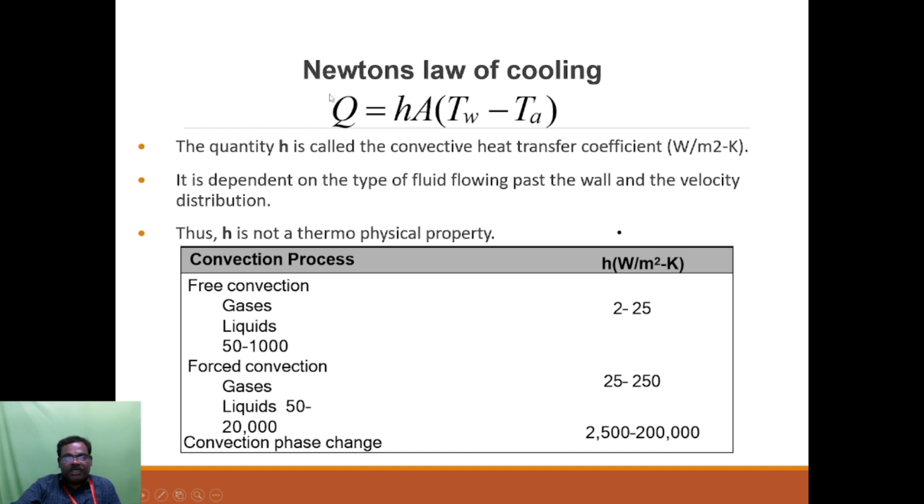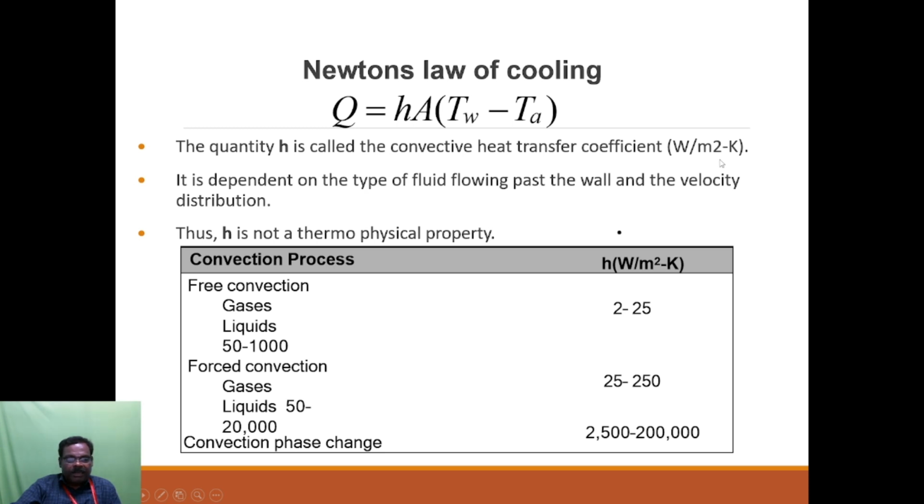What is the law followed in convection? Newton's law of cooling. Newton's law of cooling states that heat transfer is directly proportional to area and temperature difference. So if you remove this proportionality, you can include H. So Q equal to HA (TW minus TA). What is the unit of this? Q is watts, A is meter square, temperature difference is Kelvin. So what is H? H equal to Q divided by A into this value. So the unit is watts per meter square Kelvin.